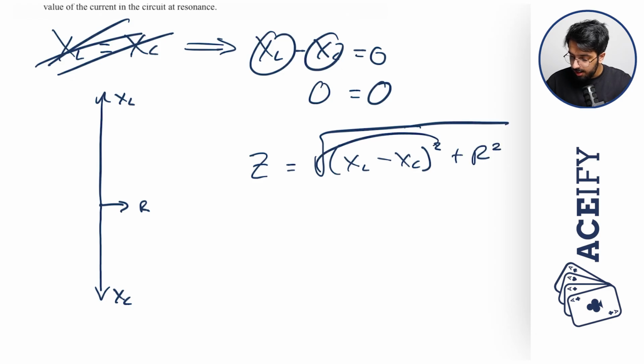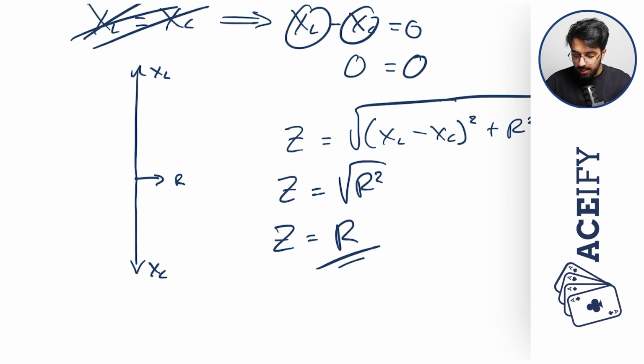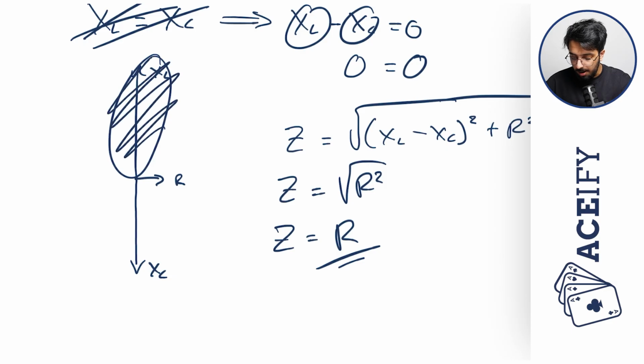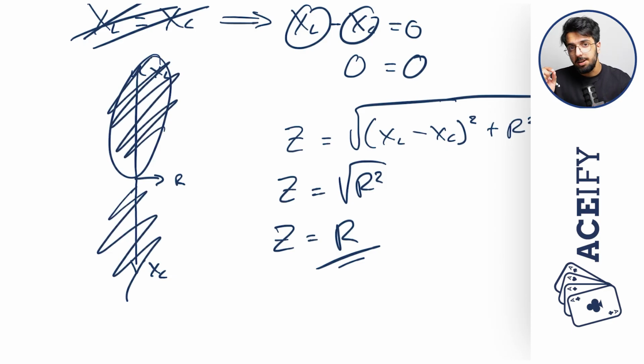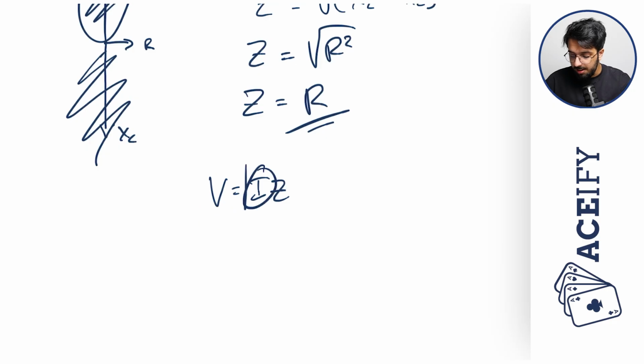if this right here is equal to 0, we get Z is equal to square root R squared, and so therefore Z is equal to R. And as you can see, because now our reactances are no longer part of our impedance equation, this is when the total impedance is at a minimum. And so therefore because V is equal to IZ, because our impedance is at a minimum value, and our voltage remains the same, this is when we're going to have a maximum current.